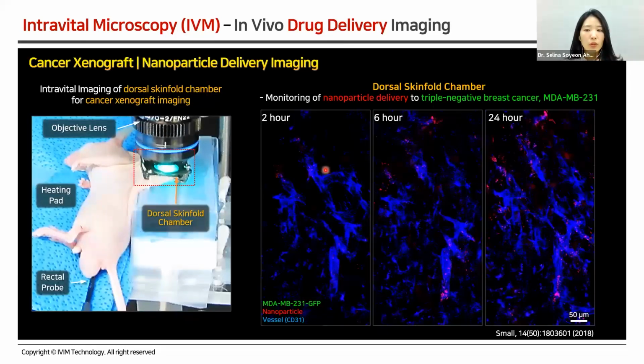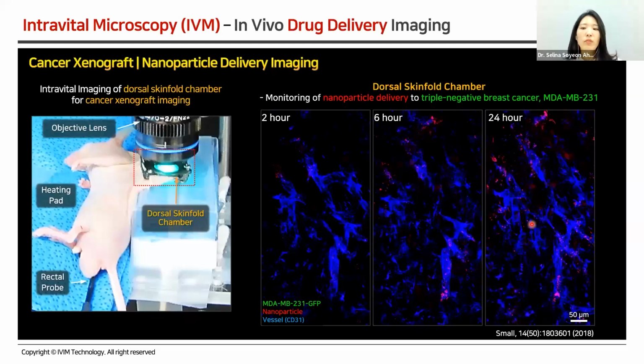From 2 hours to 6 hours after drug treatment by IV injection, the red nanoparticle drugs firstly appear mainly inside of the vessel. And then finally, after 24 hours, we can see that the nanoparticle drug has gotten out of the vessel and is finally delivered to the cancer tissue. So this long-term monitoring over 24 hours successfully revealed the nanoparticle delivery to the tumor through the vasculature and the uniform distribution in the target tumor tissue.